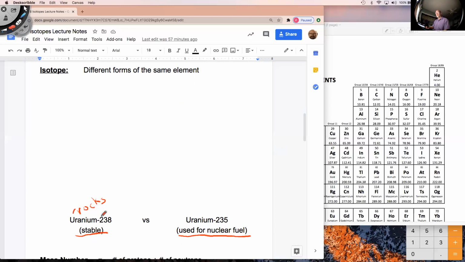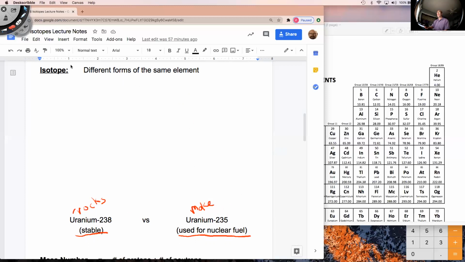So this one we can find in rocks. This one here, we have to make it. So humans have to make this uranium-235 by changing uranium-238. So there's a difference. Let's take a look on the periodic table at uranium.